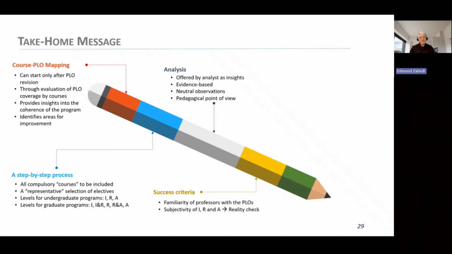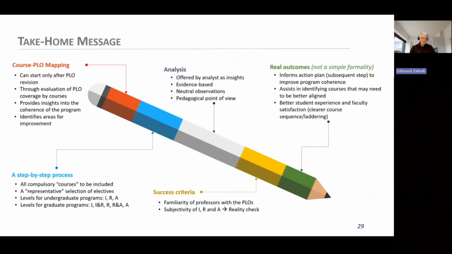And then there is the subjectivity of the IRA, and this needs a reality check. This subjectivity is always a matter of discussion, and this is why we put guardrails in place to make sure that everyone is on the same page. This is not a simple formality. We are targeting real outcomes.